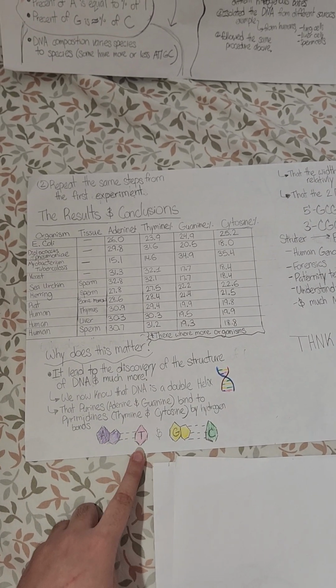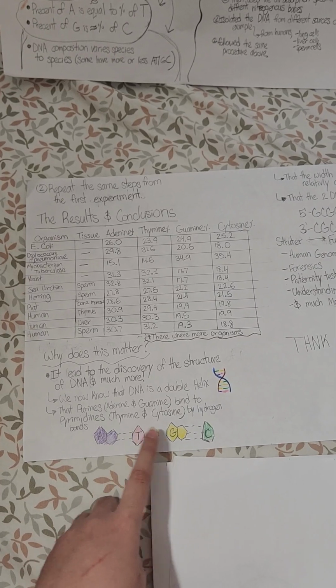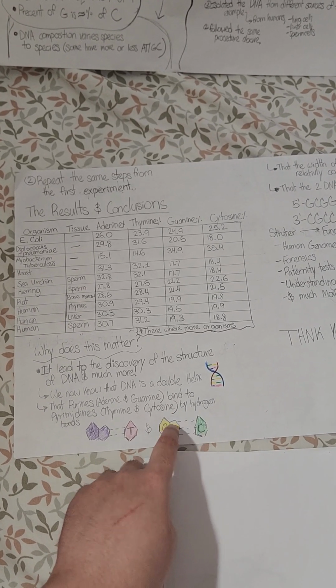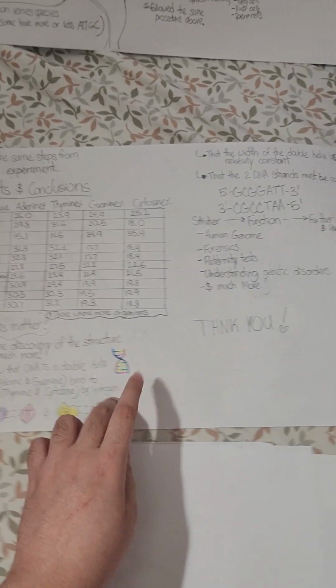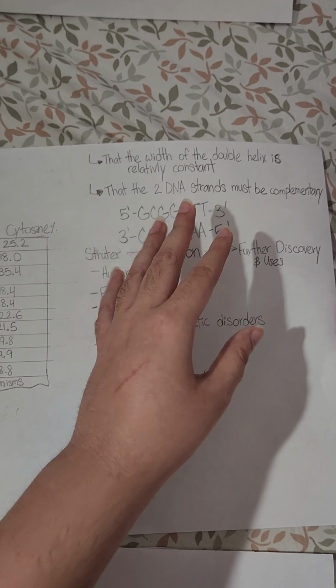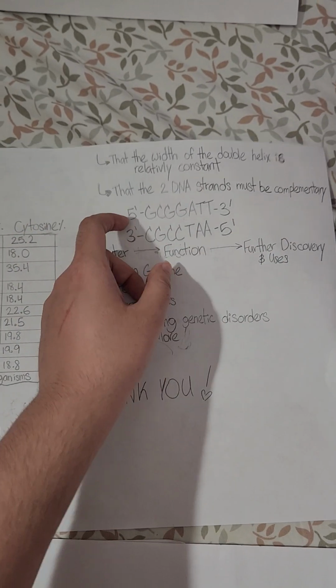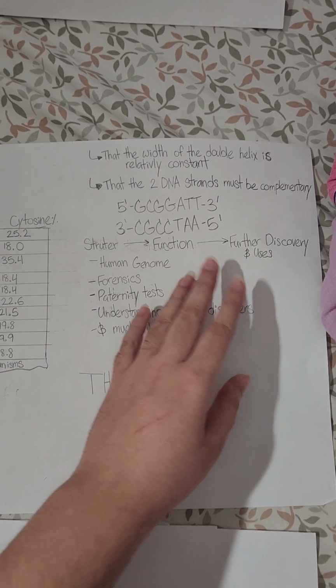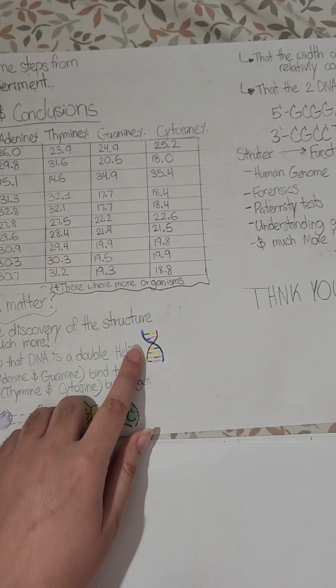Adenine and thymine have 2 hydrogen bonds, and guanine and cytosine have 3 hydrogen bonds, making this one a little bit stronger. We also know that the width of the double helix is relatively consistent, because it has to be. The 2 DNA strands must be complementary, because if you think about it, if they're pairing up, then one of them has to be paired up with the other, right?